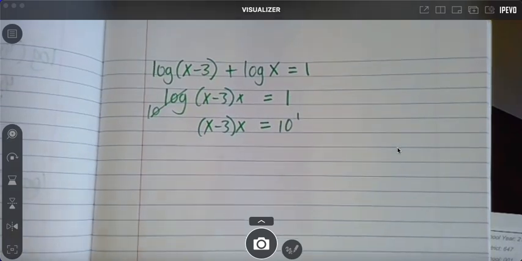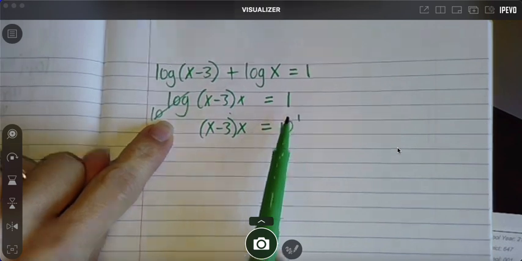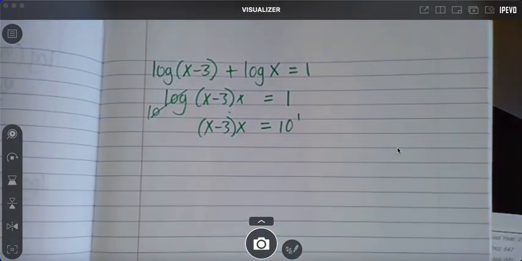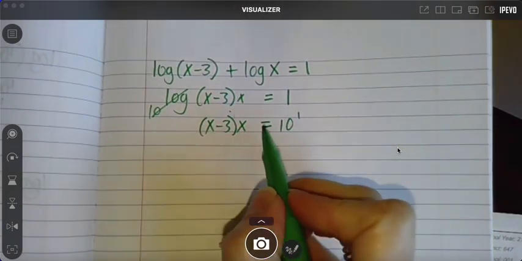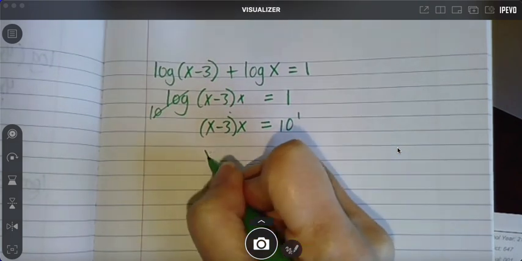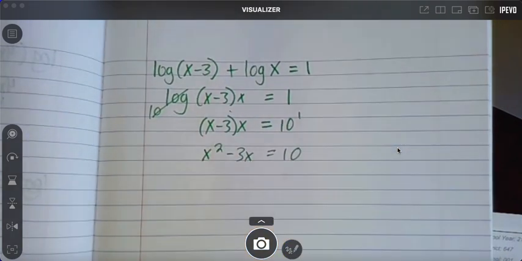Week probably. Okay, so what I did was I combined the logs, raised it from base 10. Now, this one is like number 52 on your worksheet. It's one of the hardest. The others are not this hard. You would multiply that out, distribute it. X squared minus 3x equals 10.